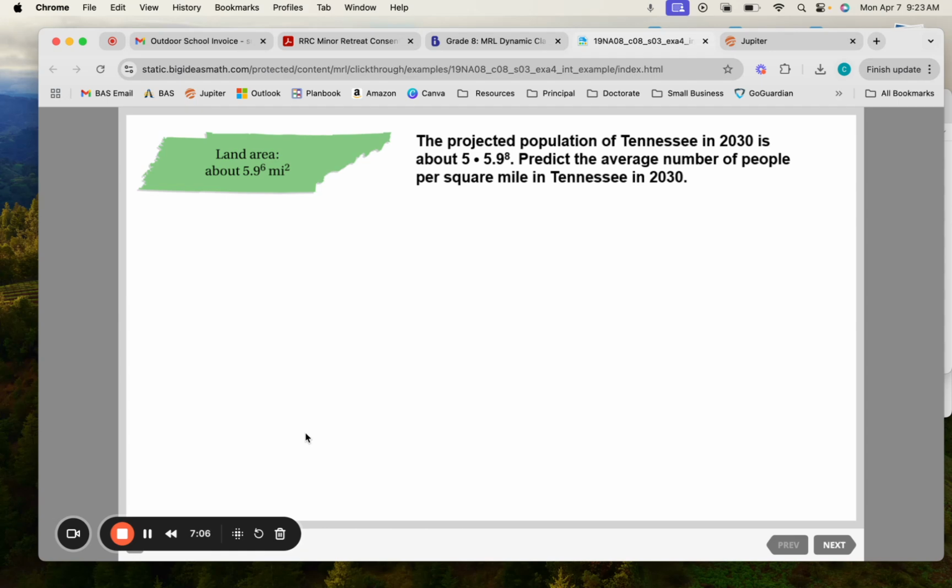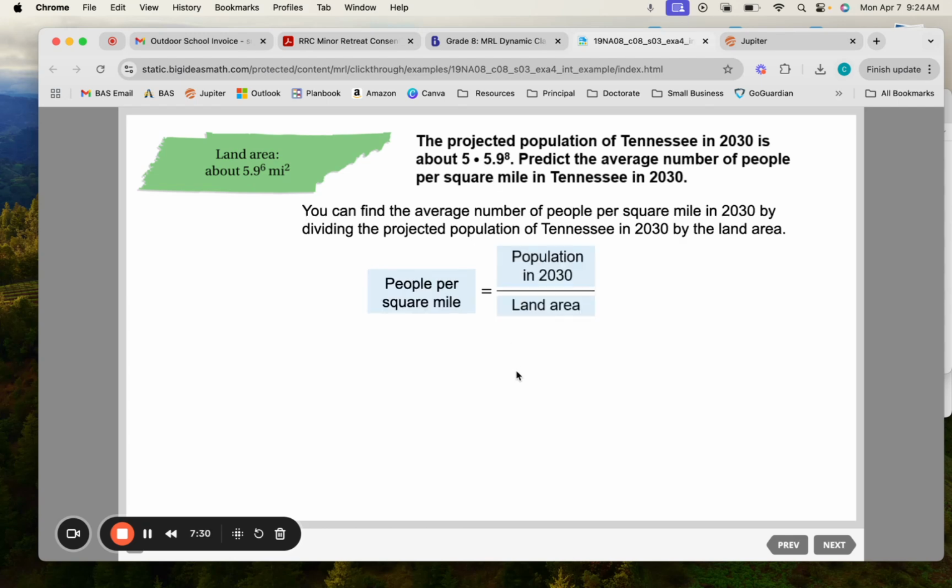It is about 5 times 5.9 to the 8th power. Predict the average number of people per square mile in Tennessee in 2030. So you see here that the land area is 5.9 to the power of 6. So we're trying to predict the average number of people per square mile. So you have an exponent here and an exponent here.